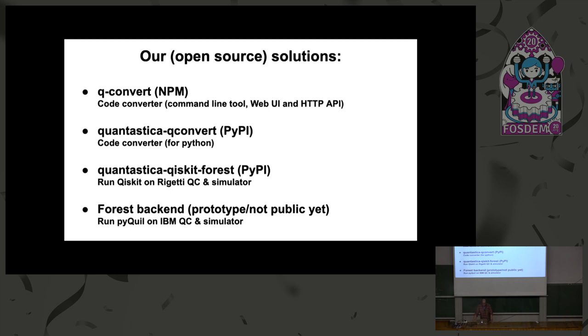So this Qconvert is a command line tool. There is also web UI and HTTP API written in JavaScript. There is Quantastica Qconvert, a Python package. It's a code converter for Python. And we have Quantastica Qiskit Forest. This allows you to run Qiskit code on Rigetti quantum computer and simulator by replacing only a single line of your original Qiskit code. And the Forest backend is currently in prototype. It's not public yet, and there is no official name, so I named it Forest backend. It allows you to run PyQuil on IBM quantum computer and simulator.